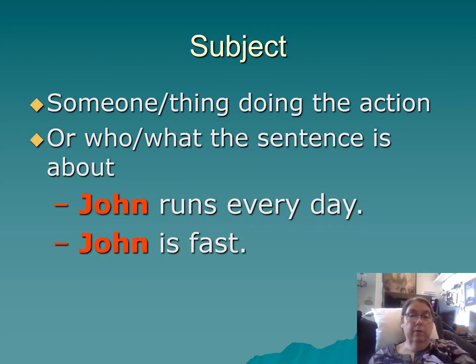So let's look at this one. First of all, you have to have the subject, and that's someone or something doing the action, or who or what the sentence is about. So John runs every day, or John is fast. In both cases, John, being a noun (I could use a pronoun, he), is the subject here. So you could answer the question, what is he doing, or what is John doing? He runs. Or, what is that sentence about? It's about John, and John is fast.